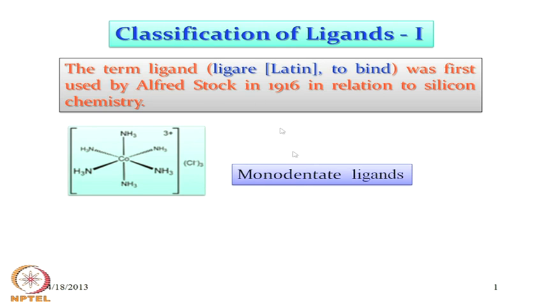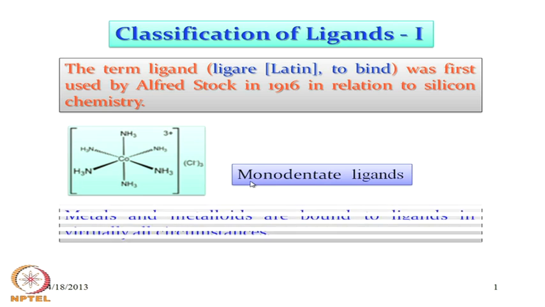This is basically one type of classification, the monodentate ligands. Monodentate ligands are those ligands where we have one point of attachment to the metal center. Water molecules, chlorides, bromides and other halides, if they attach to the metal center through only one point, are termed good monodentate ligands.